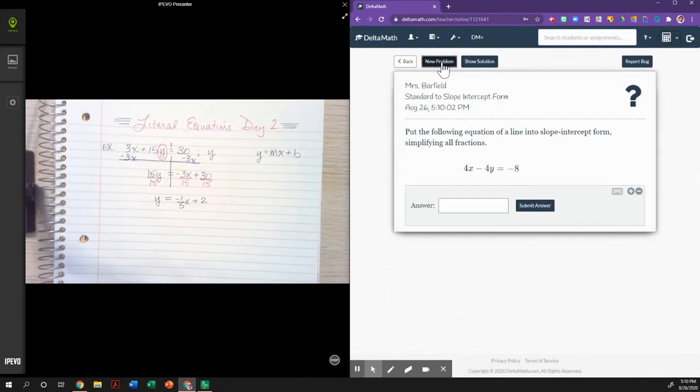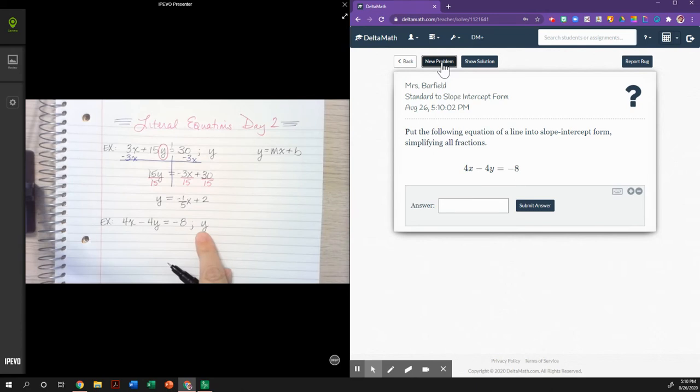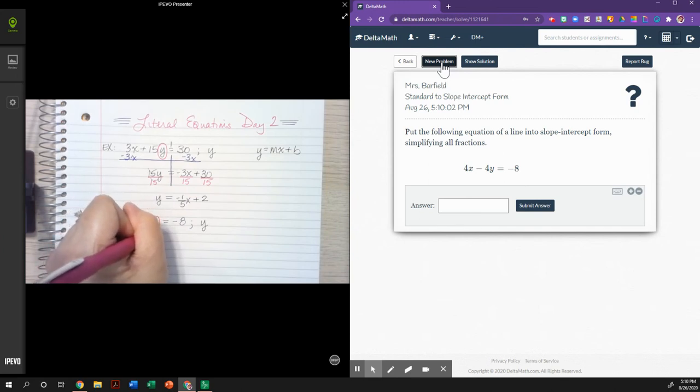You're going to see really quickly here that I can do one example, I can do 10 examples, and they all work the same way. So 4x minus 4y equals negative 8. It says put the following equation of a line into slope-intercept form, simplifying all fractions. That's just a fancy way of saying, hey, solve for y. We want you to get y by itself.